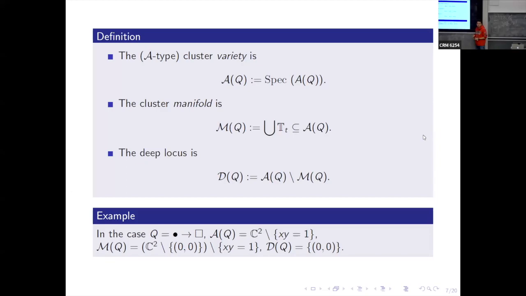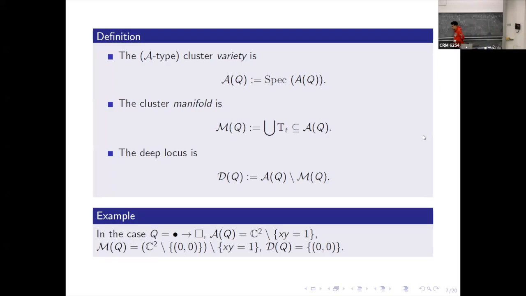Are there any questions so far on the basic definitions? It is difficult, but yeah. So basically, you can say that your cluster variety is something in the closure of the torus, right? This stratification is finite, right? So you have some sort of stratification of your cluster.